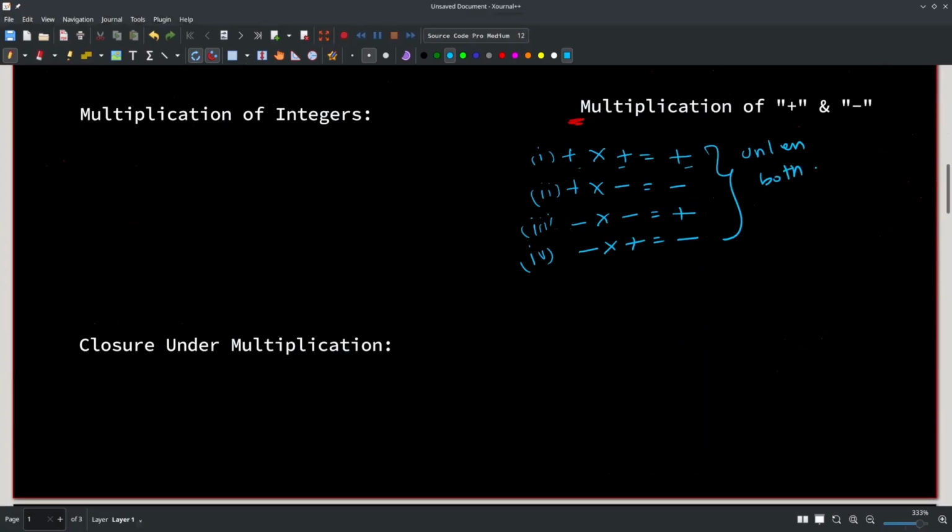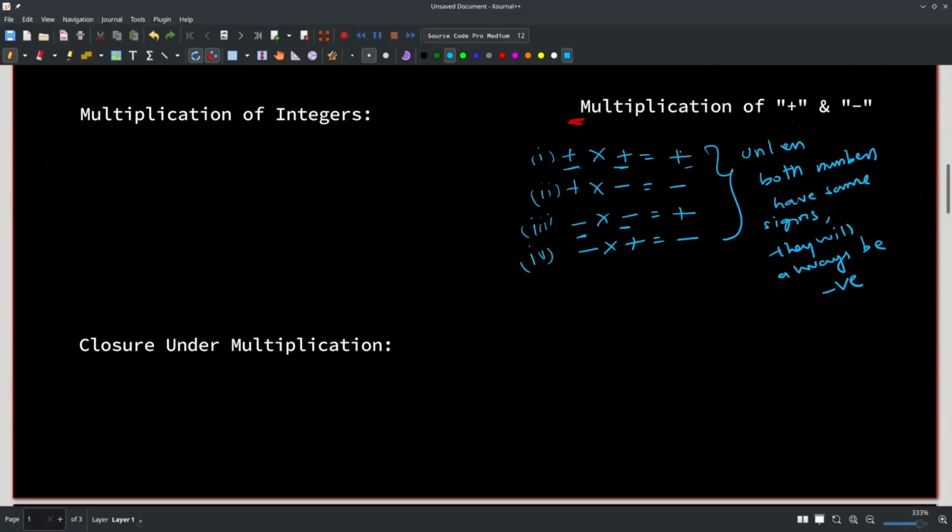So you need to realize that unless both numbers have the same signs, they will always be negative. So unless you have the same signs on both the numbers during multiplication, they will always result in a negative.